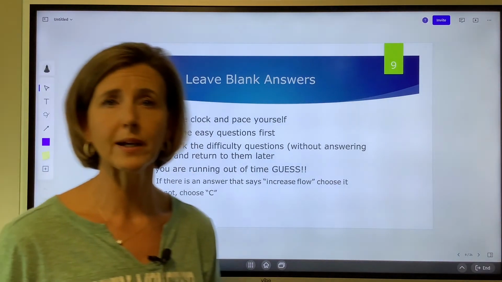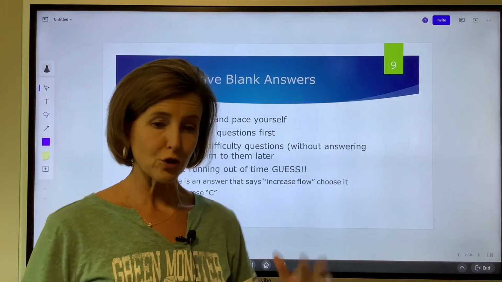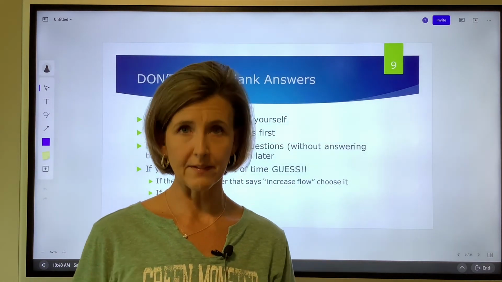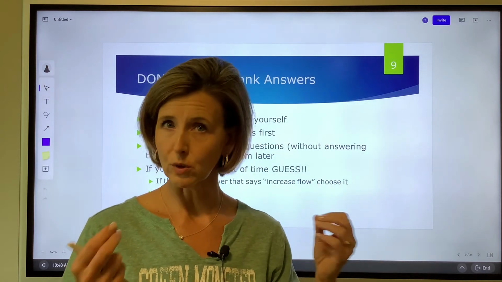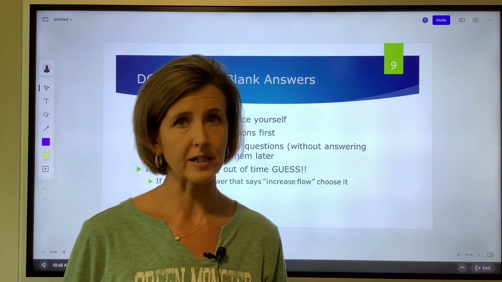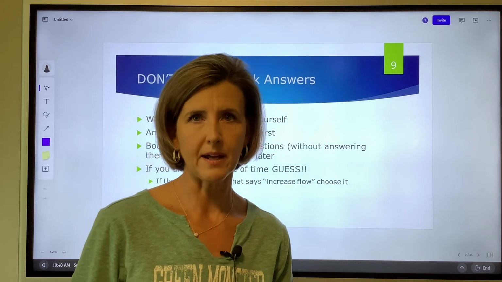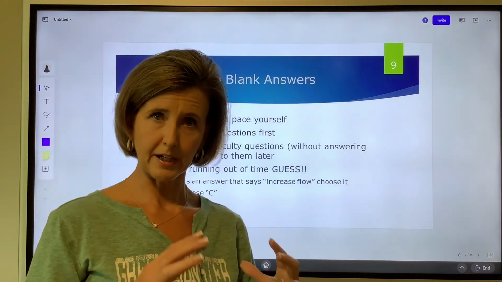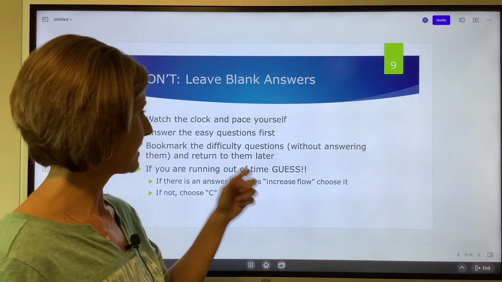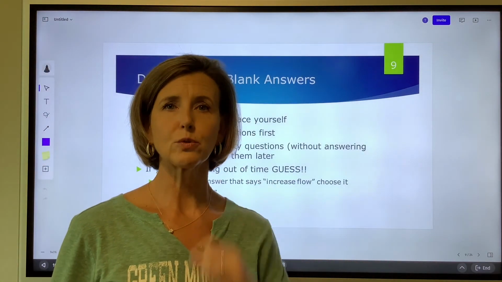Now let's just say you're running out of time. You have 2 minutes and you've got 7 questions left. Guess. Okay? Don't leave anything blank. It is time to start guessing. But let's be smart about how you guess. Number 1, if there is an answer out of your 4 options that says increase flow, choose that one.